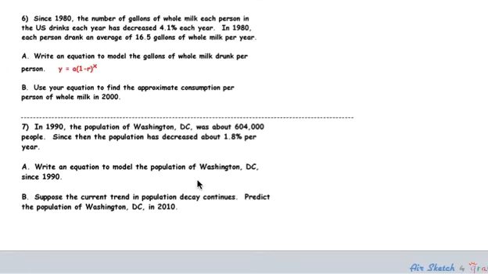Number 6 says, since 1980, the number of gallons of whole milk each person in the U.S. drinks each year has decreased. How many of you like milk? Raise your hand if you like to drink milk. I like chocolate. Okay, well that's okay. Yeah, good. Okay. All right.